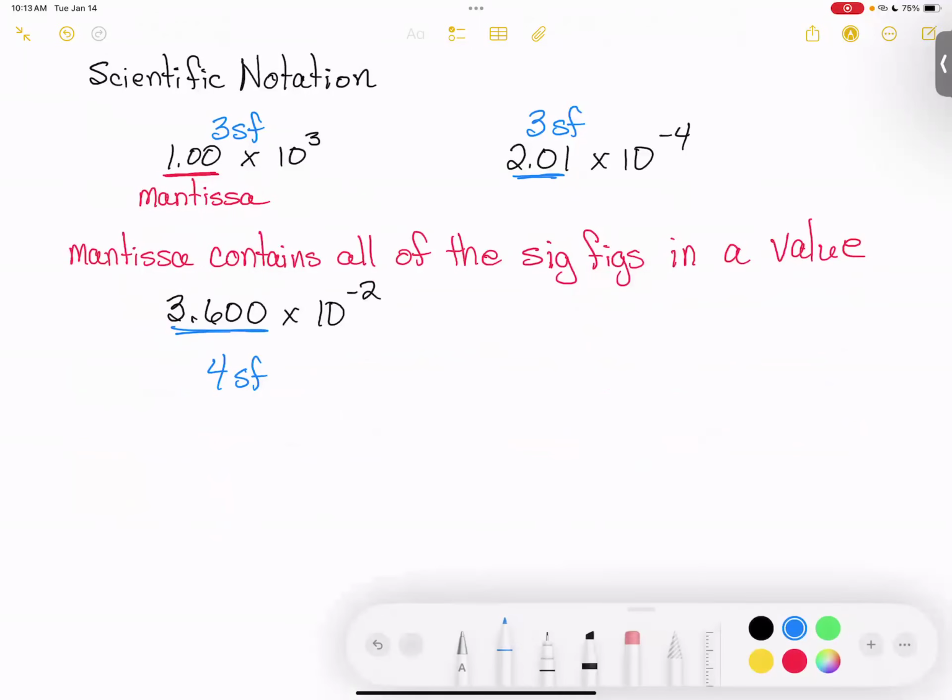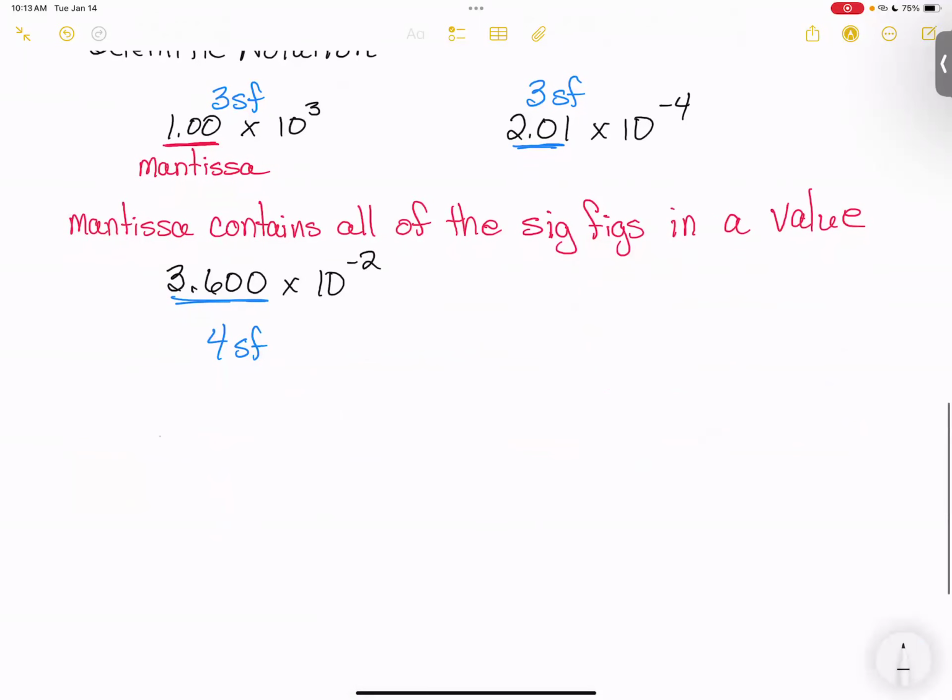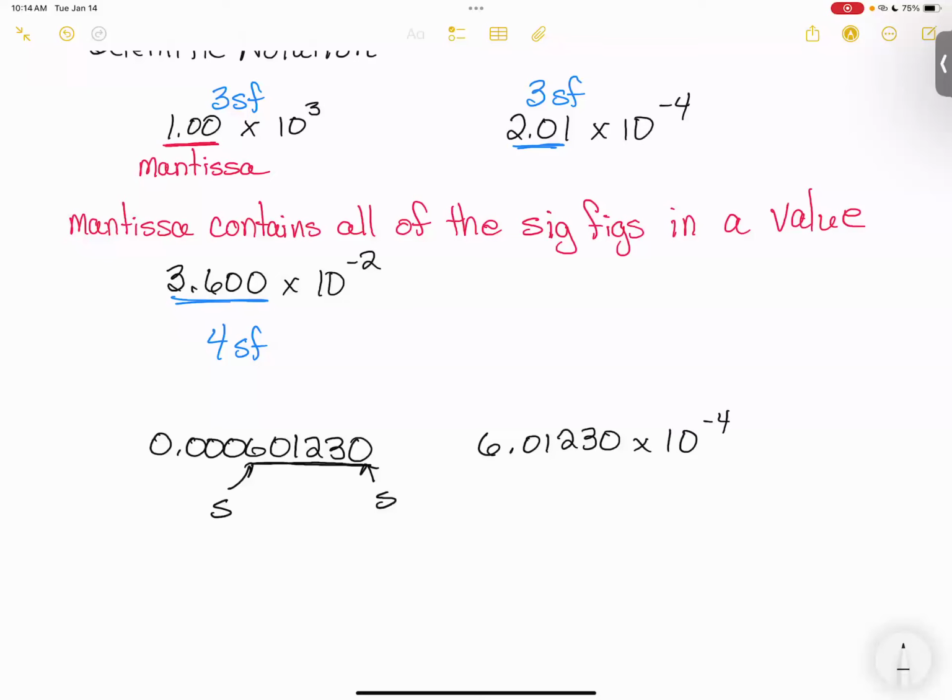What it also means is if I take, let's say I have 0.000601230. We know that this one is significant because it's our first non-zero digit, and we know that this number is significant. If I were to put this number into scientific notation, I would need to include all of these digits in that number. So it'd be 6.01230 times 10 to the negative 4. Because you must include all significant digits in that mantissa.